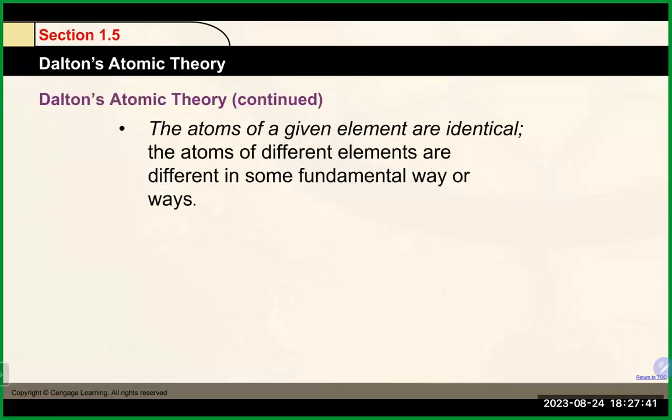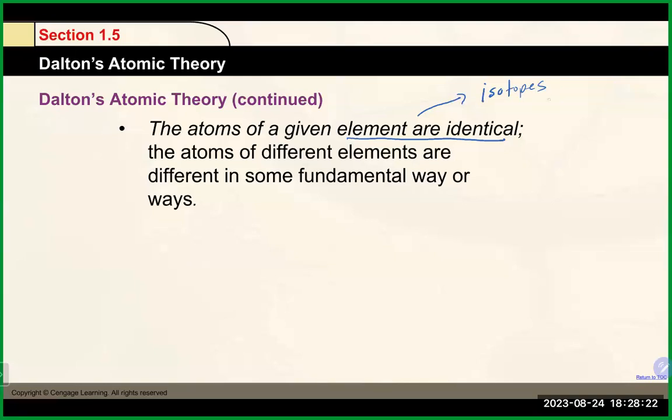He also said that the atoms of a given element are identical, and that atoms of different elements do differ in some fundamental way. This is also another aspect of his atomic theory which is incorrect. So the idea that all atoms of the same element are always going to be identical. It was the existence of what are referred to as isotopes that made that a little bit incorrect.